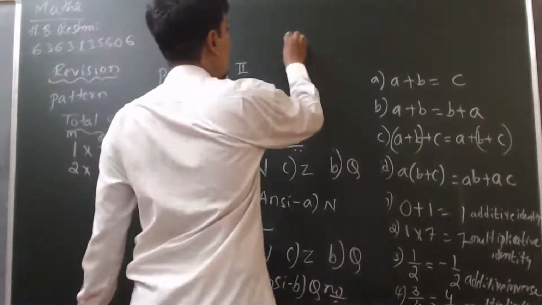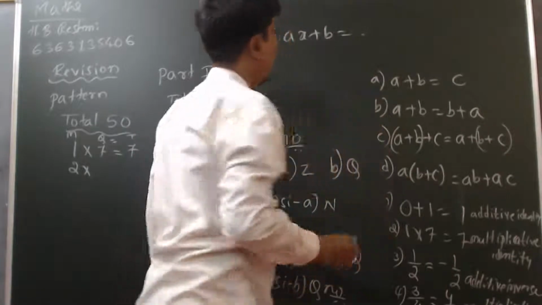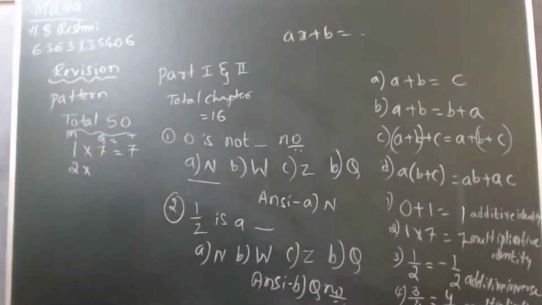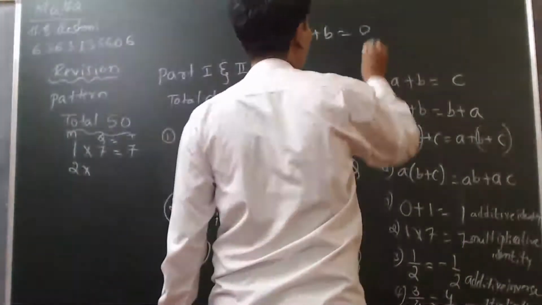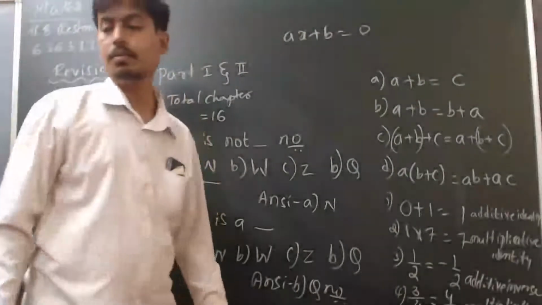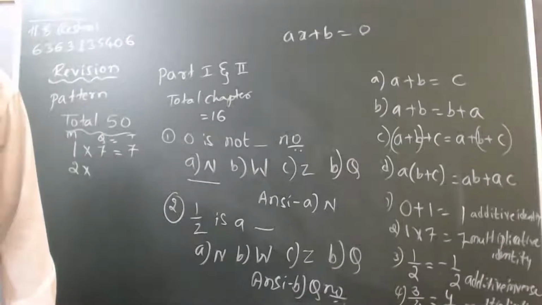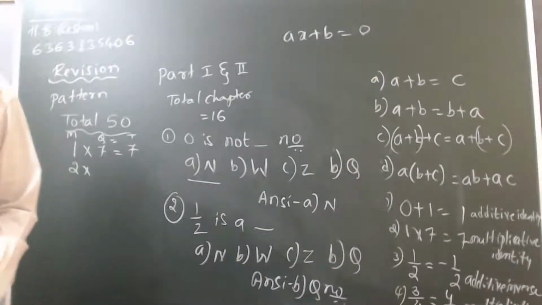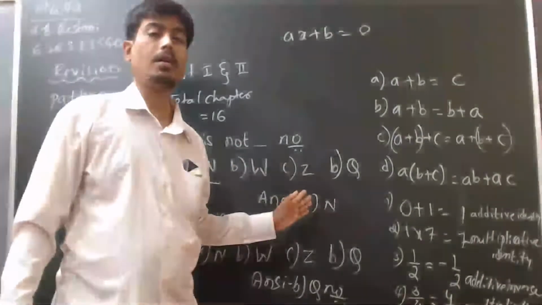In linear equation, ax plus b equal to c is a standard equation. Ax plus b equal to 0 is the standard equation for linear. Similarly, it will continue for quadratic and all in the higher classes. So like this, you have to cover each chapter.